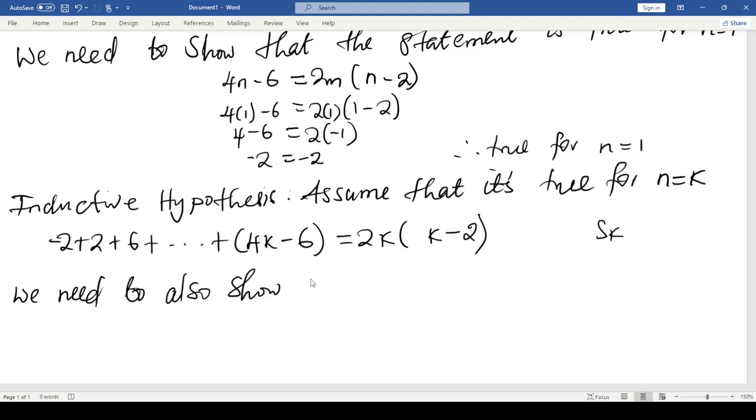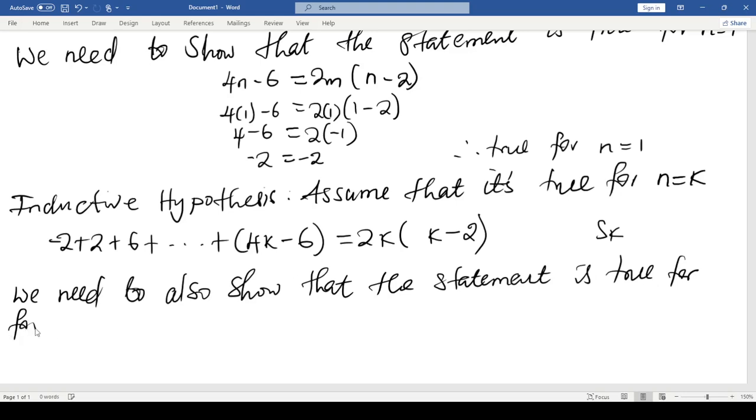Show that the statement is true for n equals k plus 1. So for n equals k plus 1 here, this is going to give us the s_{k+1} term.